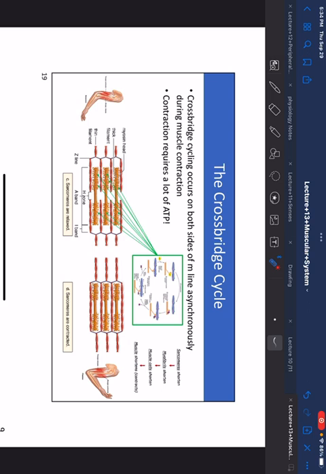So with cross-bridge cycling, we'll decrease the length of the sarcomere, the H zone, and the I band, and the A band will stay the same.